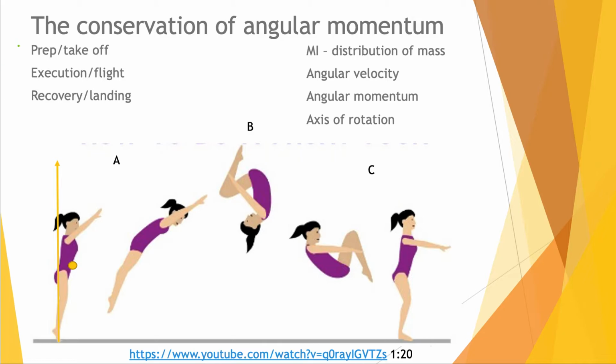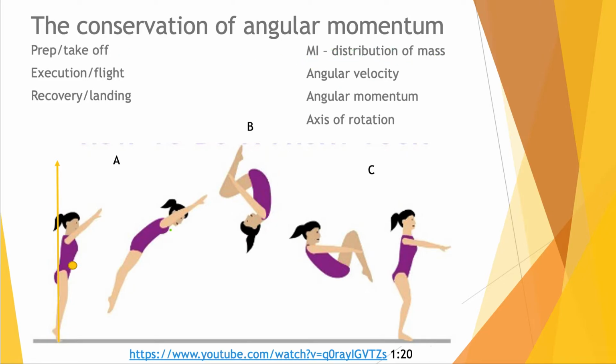So I want you to have a think and write three short paragraphs. One concerning takeoff, the point at which the angular momentum is generated. One concerning the flight, the execution, and one concerning the landing point. And make sure in each of your paragraphs that you refer to the moment of inertia.